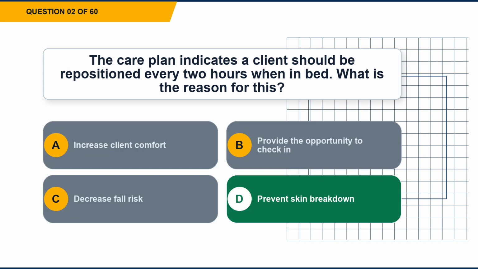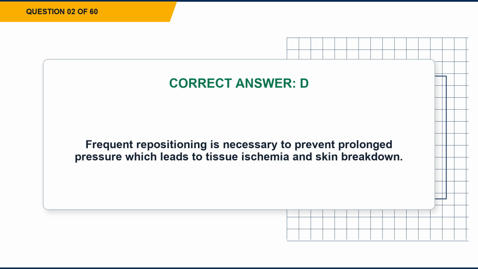The correct answer is option D. Prevent skin breakdown. Explanation. Frequent repositioning is necessary to prevent prolonged pressure which leads to tissue ischemia and skin breakdown.